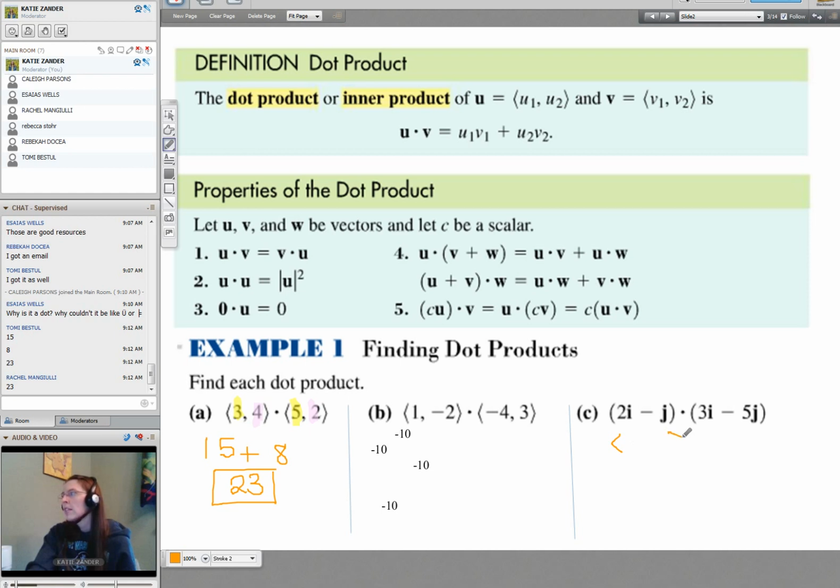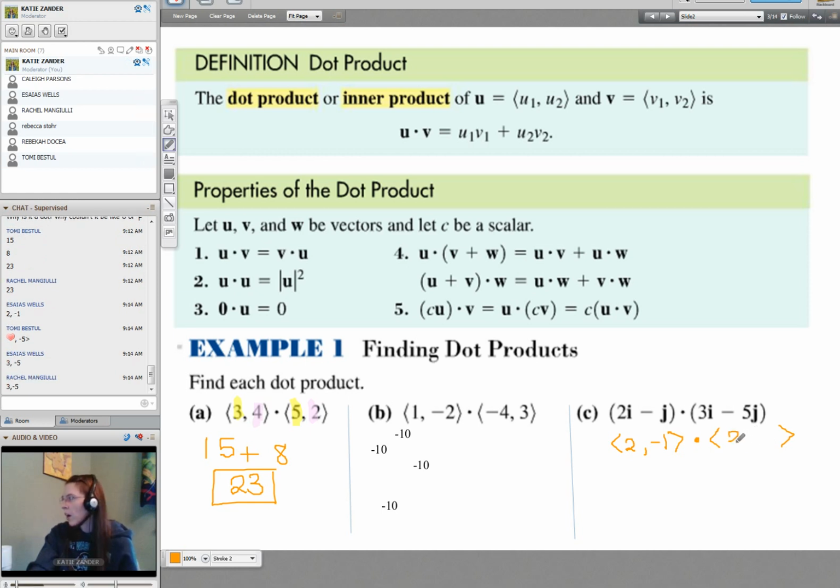So technically in this 2i minus j, what's the vector in component form that we're looking at here? 2, -1, right? You're just pulling the coefficients in front. And then what is the vector of that second linear combination? 3, -5. Yep, or heart -5, if we're going to use our emoticons there. Exactly. All right, so don't make those linear combinations into something more difficult than they need to be. You're just looking at the coefficients in front of them.